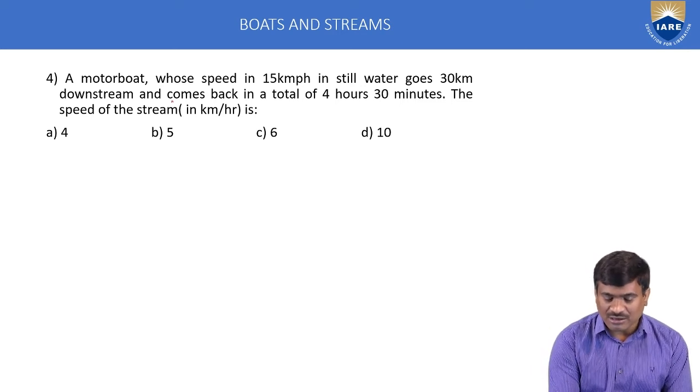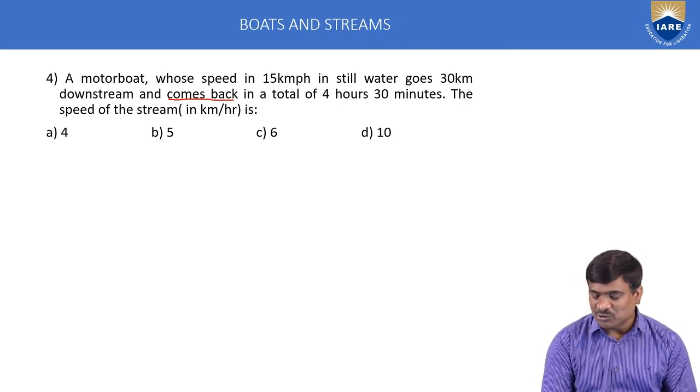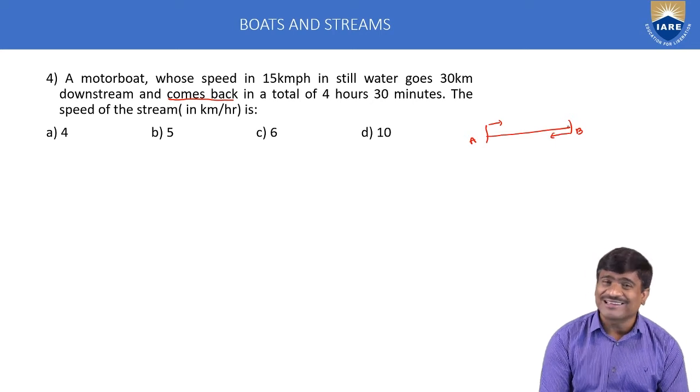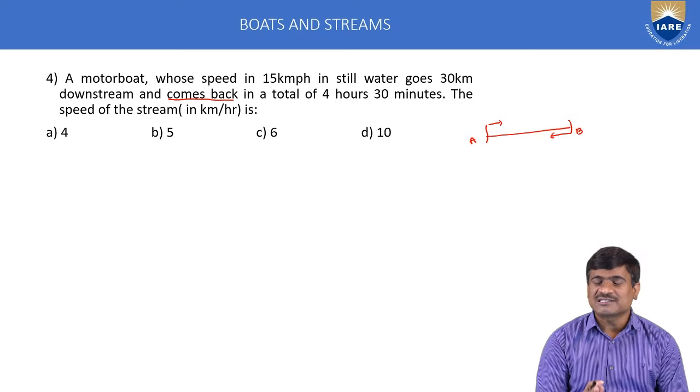Next, underline: come back indicates upstream, return indicates upstream. Suppose A to B, consider station A and station B. A to B is called downstream and B to A, return or come back, indicates upstream. Here downstream time plus upstream time is 4 hours 30 minutes.